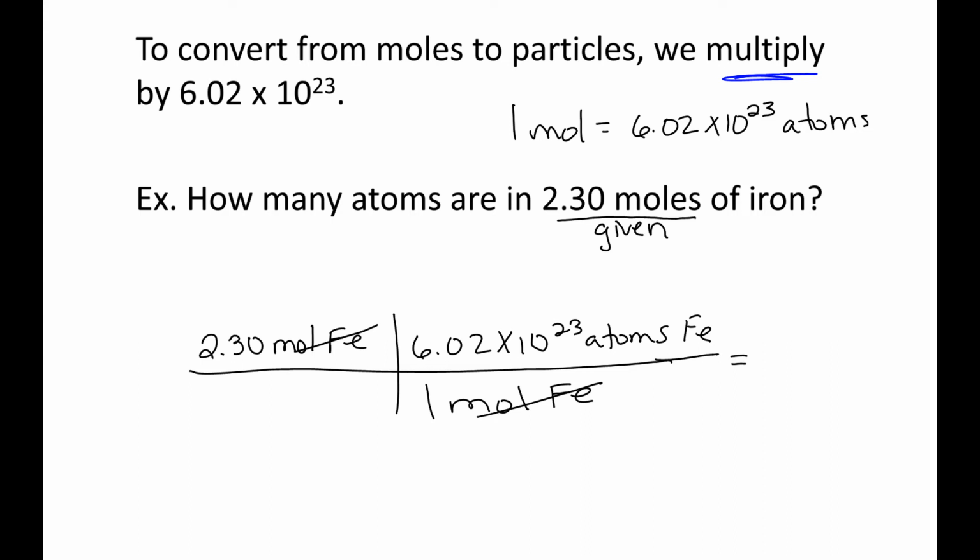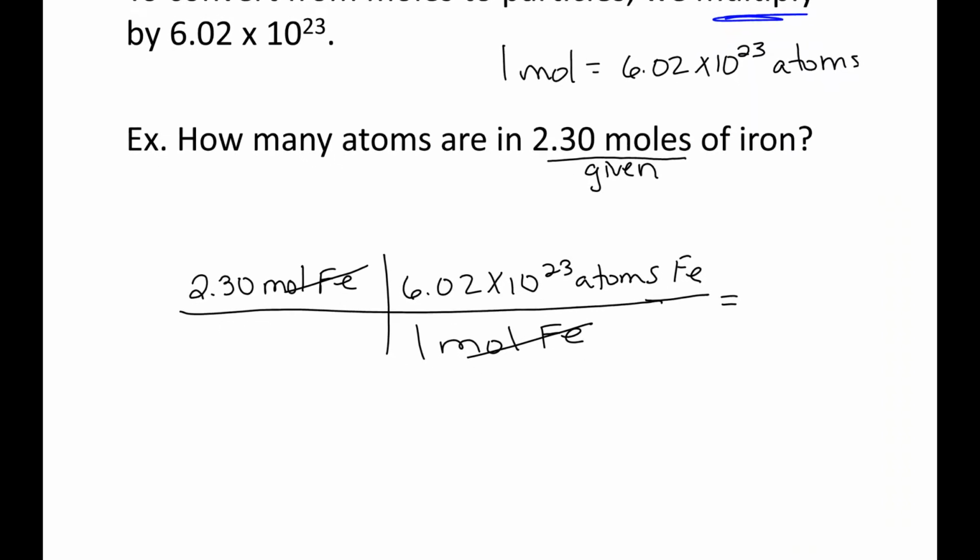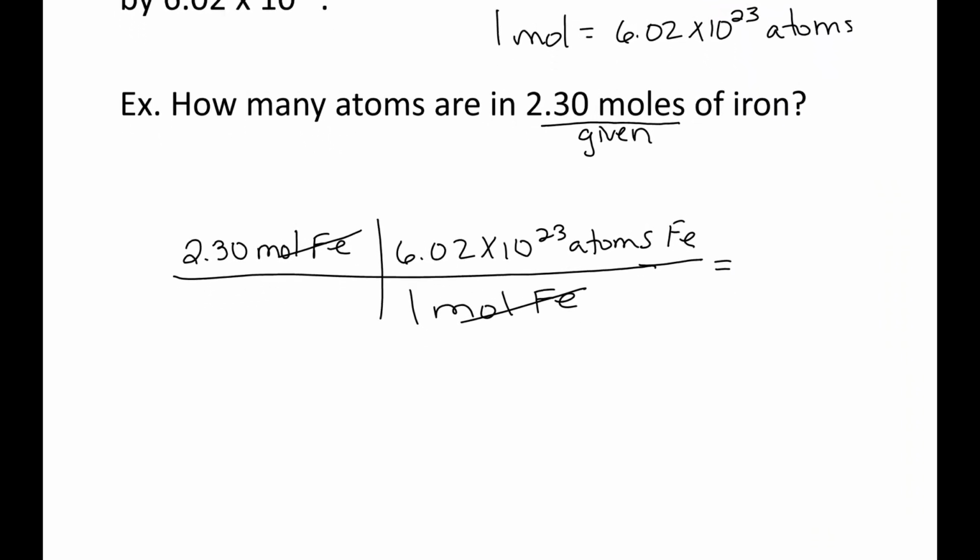Now, when you're using your graphing calculator, you can actually do this in one step. Okay, all you do is you put in parentheses 2.30 and then put in parentheses 6.02 times 10 to the 23rd. When you do that, you get the right answer. And you should be in scientific notation altogether.